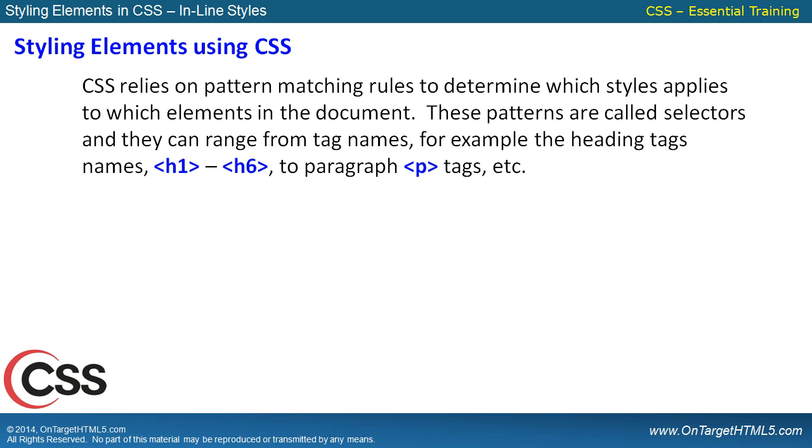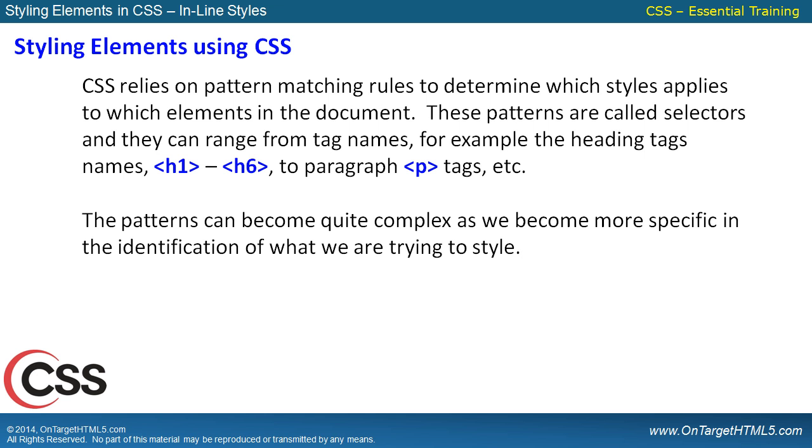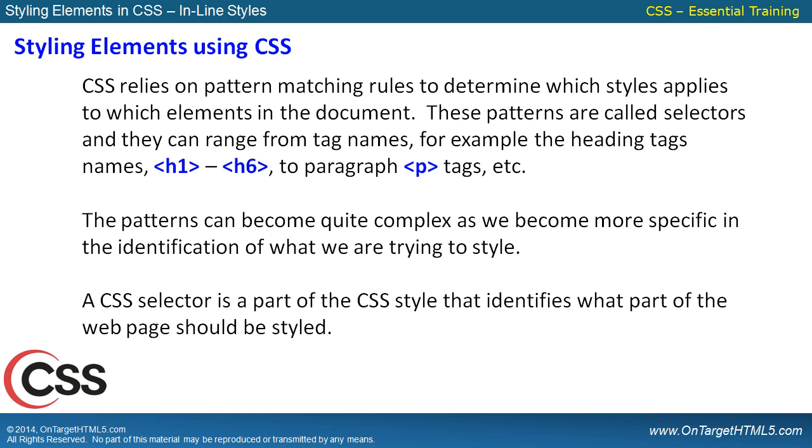CSS relies on pattern matching rules to determine which styles apply to which elements in the document. These patterns are called selectors, and they can range from tag names, for example, the heading tags, the H1 through H6 tags, to paragraph tags, which is the P tag, and all the other tags that are available in our HTML document. The patterns can become quite complex as we become more specific in the identification of what we're actually trying to style. And you'll see that as we work through the CSS tutorials. Some of these patterns can become extremely specific as we begin to style certain areas of our pages. A CSS selector is a part of the CSS style that identifies what part of the web page should be styled.